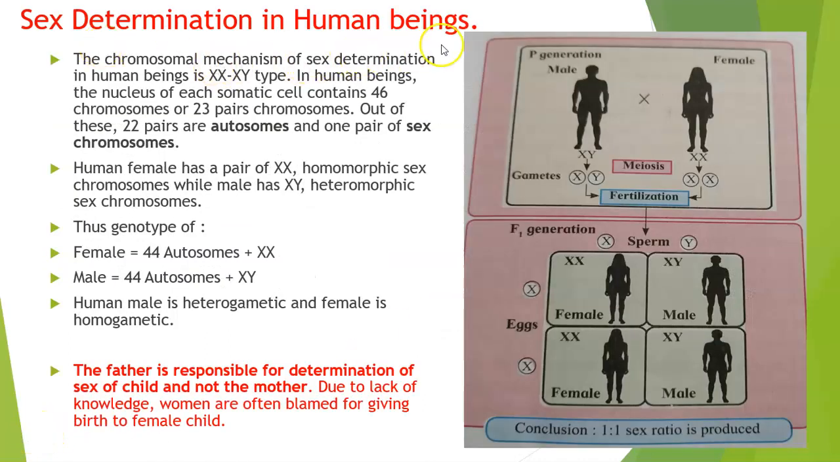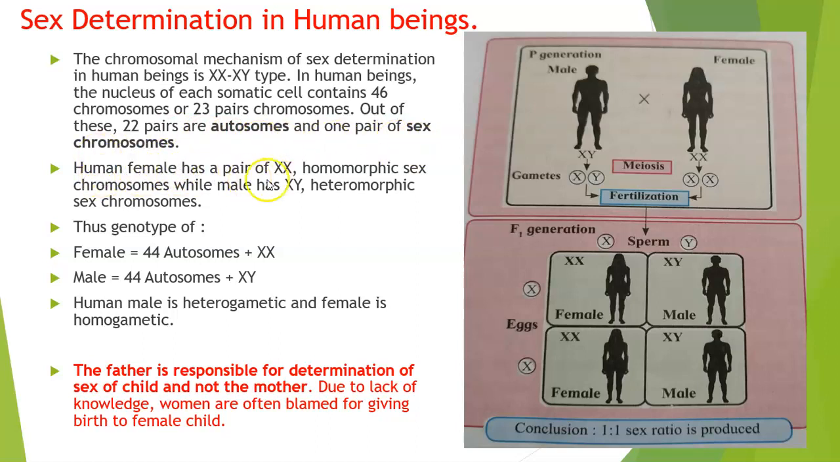Sex determination in human beings. The chromosomal mechanism of sex determination in human beings is XX-XY type. In human beings, the nucleus of each somatic cell contains 46 chromosomes, or 23 pairs. Out of these, 22 pairs are autosomes and 1 pair is sex chromosomes.